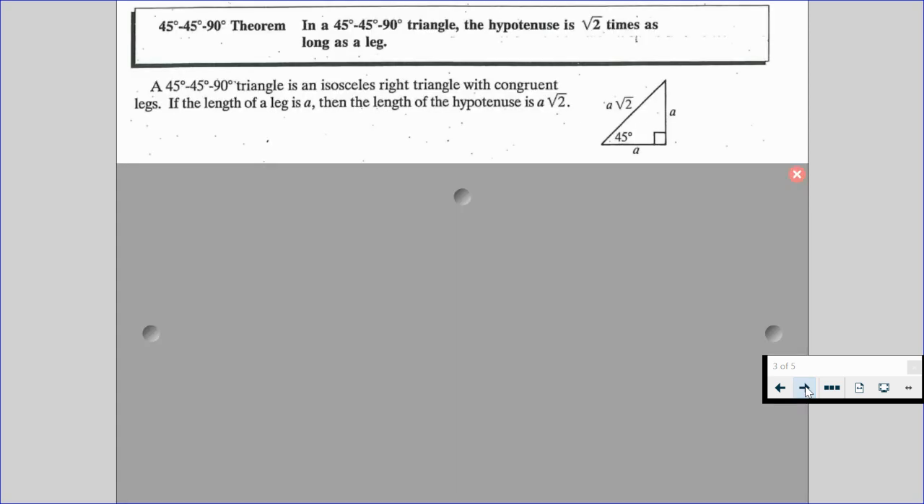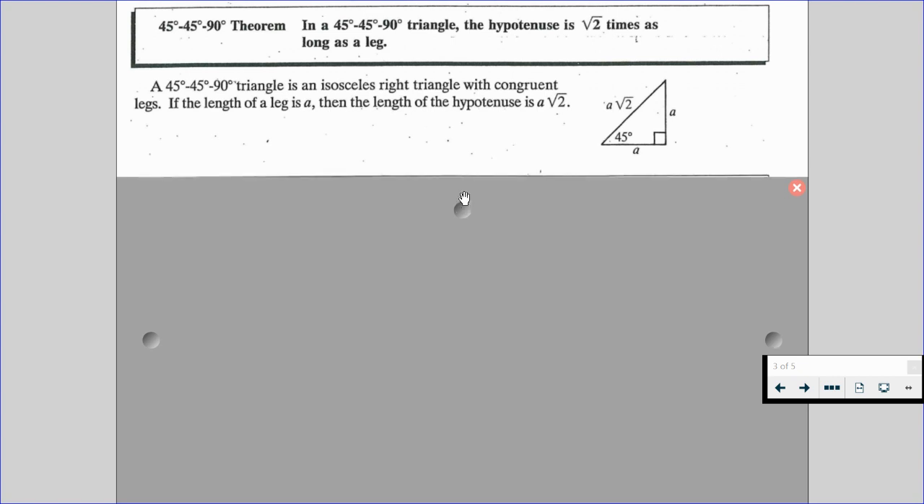Let's begin. We have a 45-45-90-degree theorem. In a 45-45-90-degree triangle, the hypotenuse is root 2 times as long as a leg. A 45-45-90-degree triangle is an isosceles right triangle with congruent legs. If the length of a leg is a, then the length of the hypotenuse is a root 2.